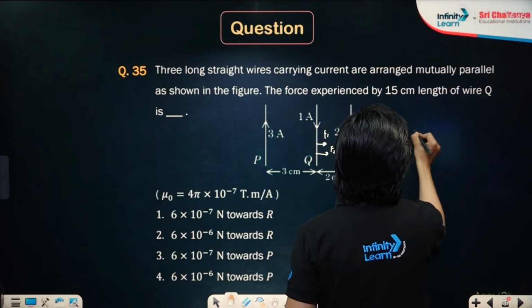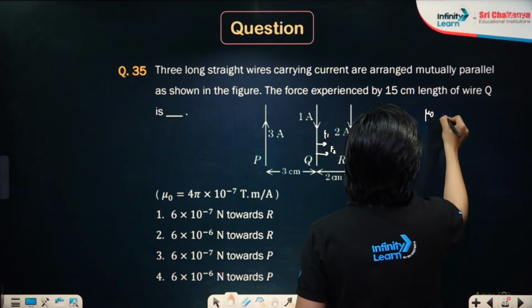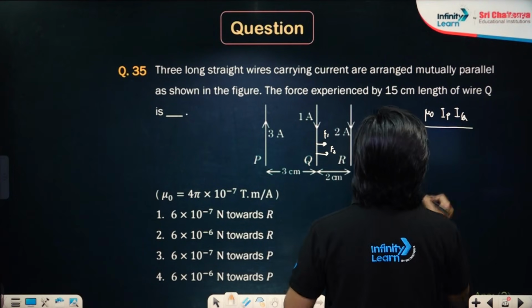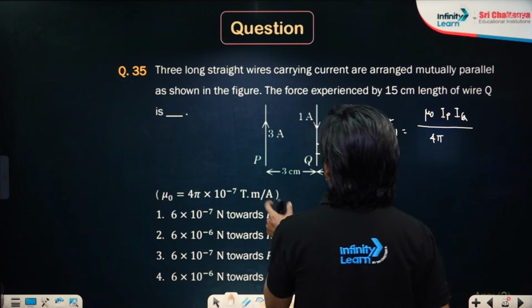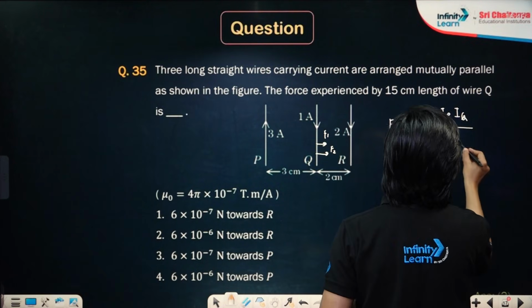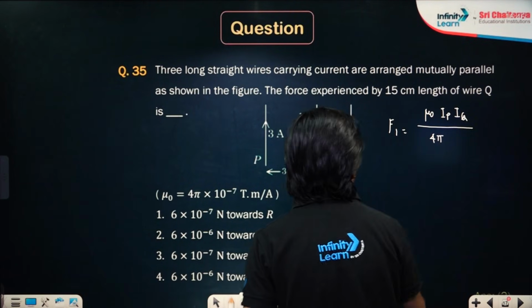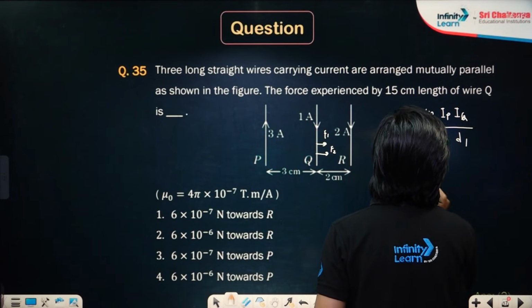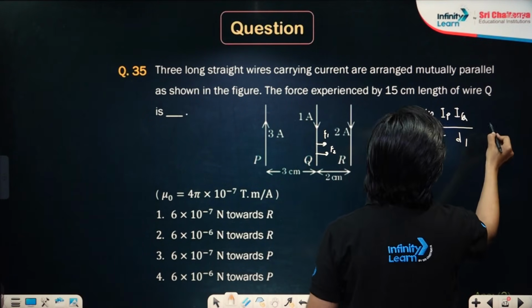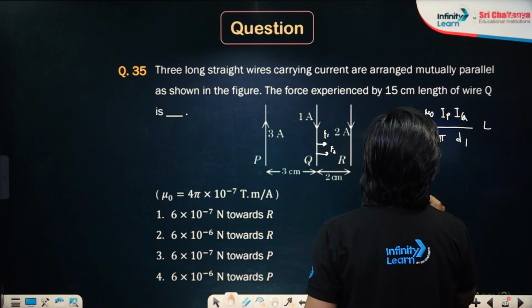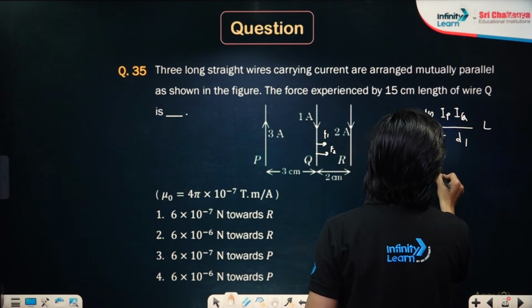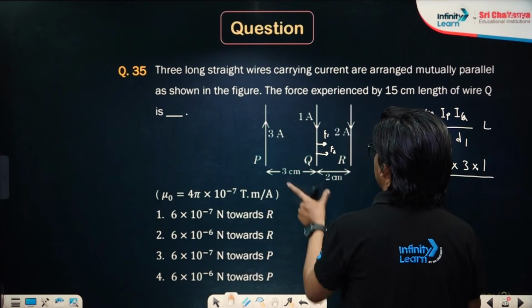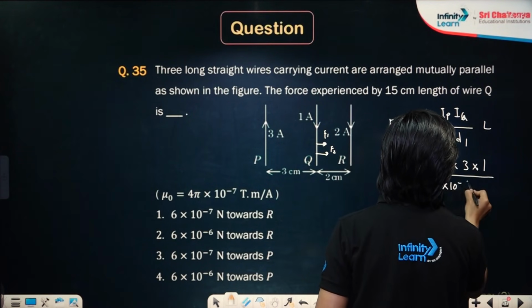So F1 is equal to mu naught into current in P, current in Q, divided by 4 pi, okay, divided by 2 pi, not 4 pi, and divided by this distance d1, and the length of that segment. If you calculate mu naught by 2 pi, that is 2 into 10 raised to the power minus 7. IP is 3 ampere, IQ is 1 ampere, d1 is 3 centimeter, 3 into 10 raised to the power minus 2.